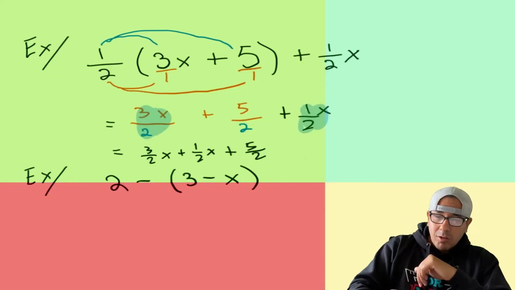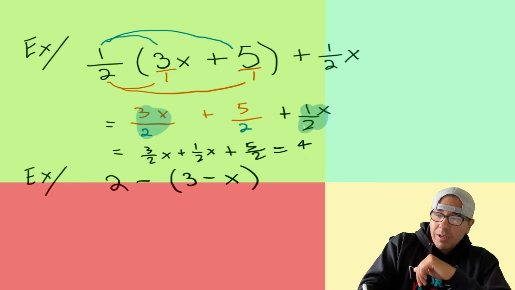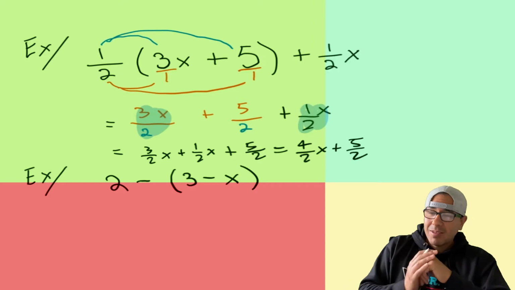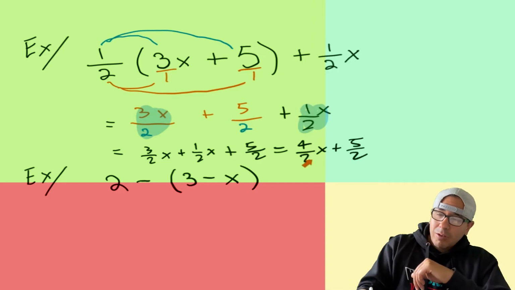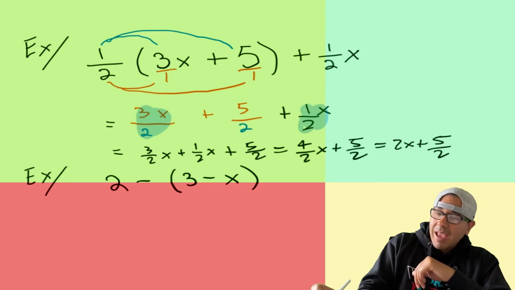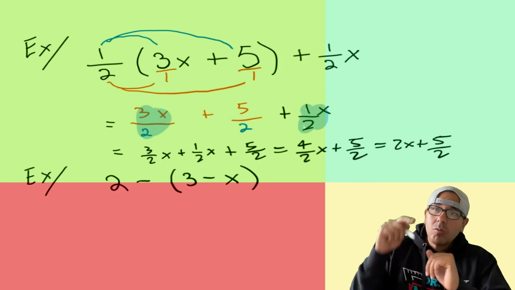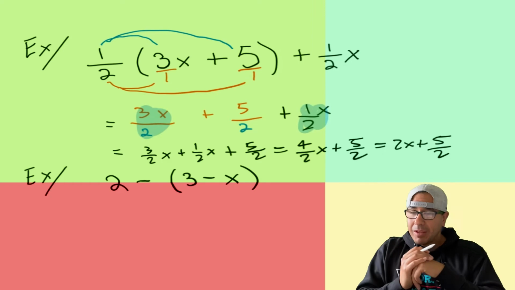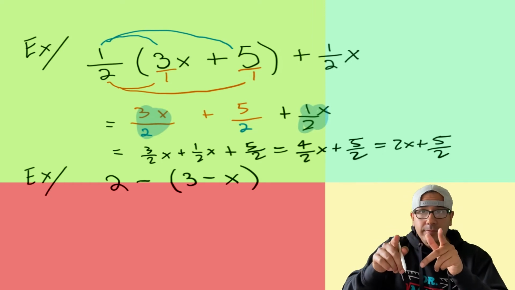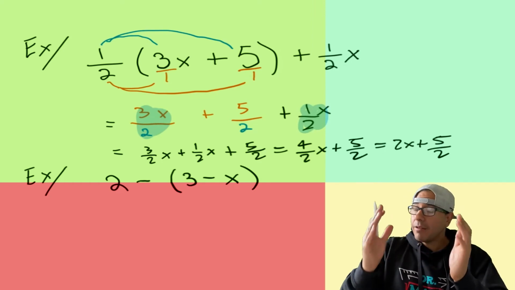All right. So 3/2 plus 1/2, they have the same denominator, so 3 plus 1 is gonna leave us with 4. So we're left with 4 over 2 x plus 5/2. And 4 over 2, that's just 2. So we're left with 2x plus 5/2. And we know that these are not like terms, so that's where you stop. Bam. All right, any questions? Nothing, you sure? All right.